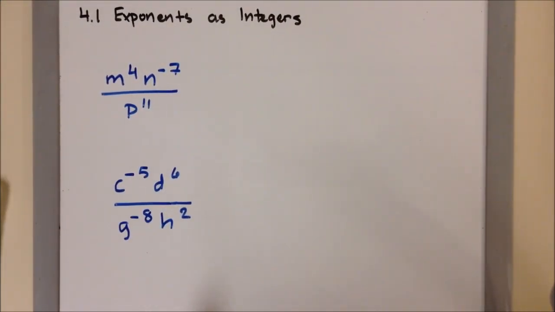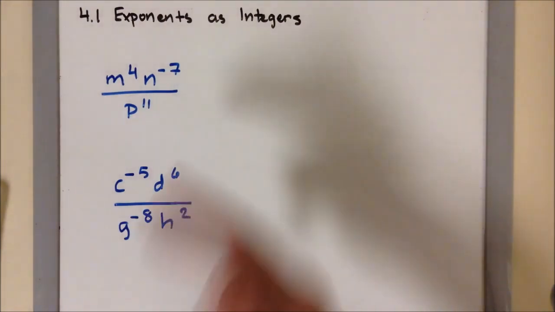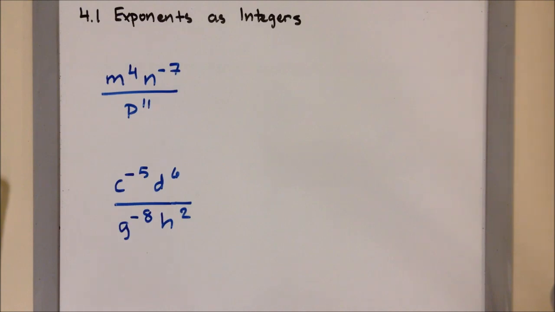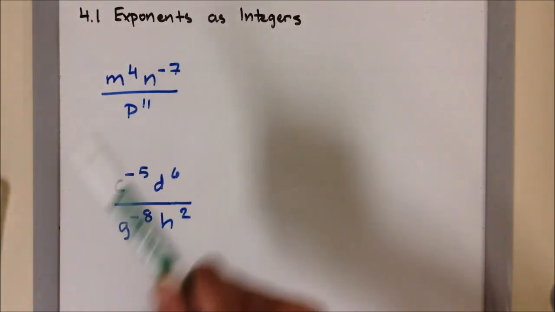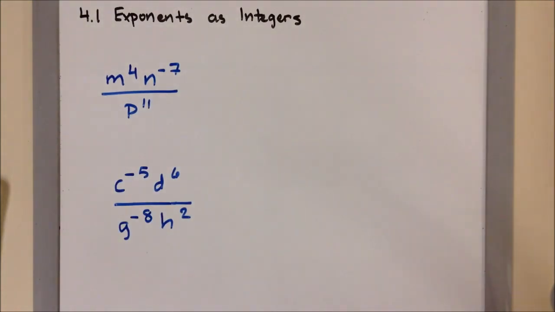In these examples, we are going to be working with negative exponents. So again, as I stated with the laws of exponents, in order to convert them into positive exponents, because in your final answer you have to have positive exponents, simply move it to the other side, meaning move the base and the exponent to the other side. So let's take a look at the first example we have here. m to the 4th times n to the negative 7th over p to the 11th power.